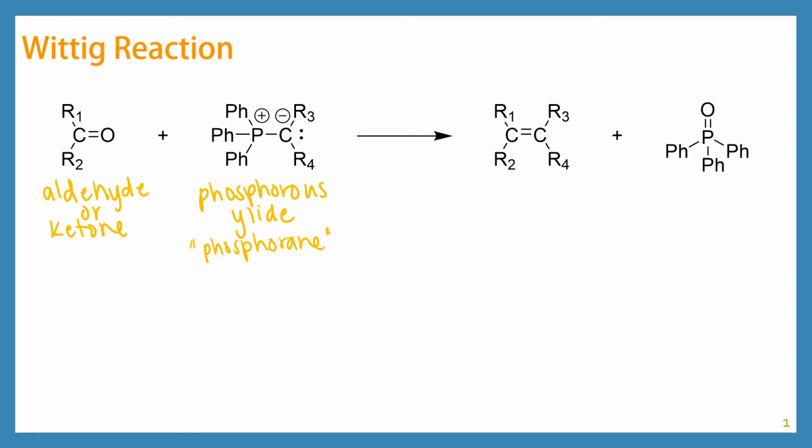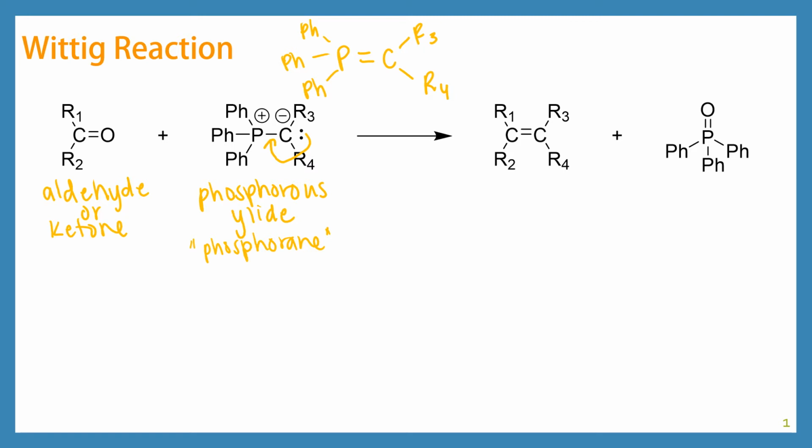It's also important to note that this does have an important resonance form where you can form a pi bond between the phosphorus and the carbon atom, which kind of gives us an idea of why this molecule is allowed to exist at all, because it does have a stabilizing resonance form, but it is the ylide form that's going to undergo the reaction.